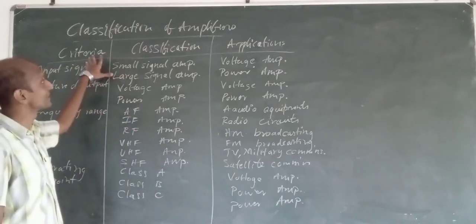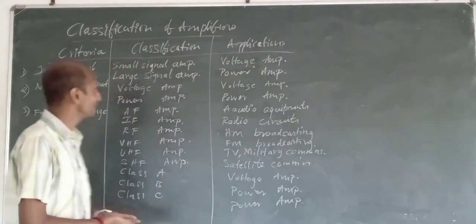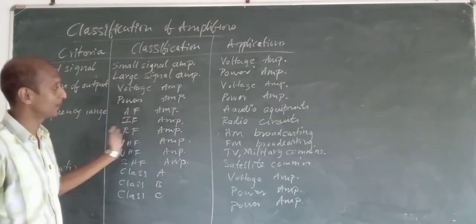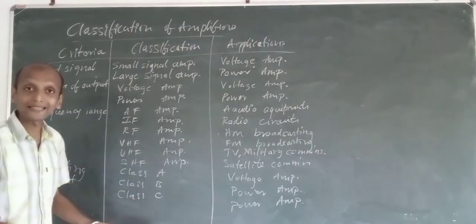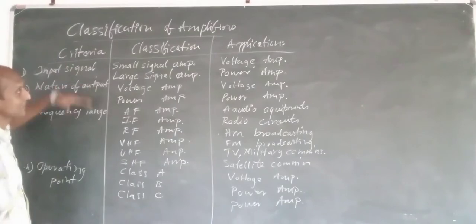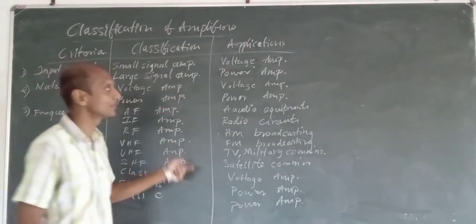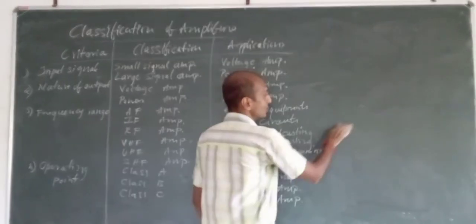Now we will see the classification of amplifiers. Amplifiers are classified into different categories, and here we will see the list of amplifiers. They are classified by different criteria. So we have these criteria and these classifications, and we have these applications. But before that, we will see two things called what?